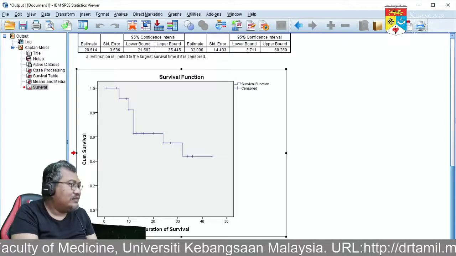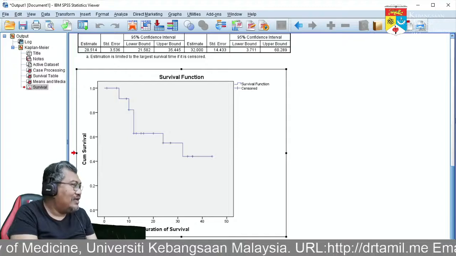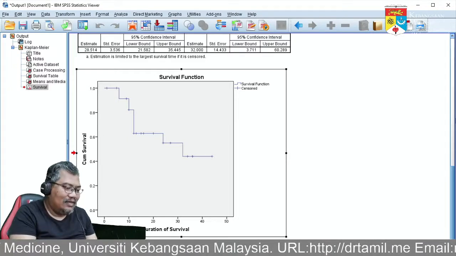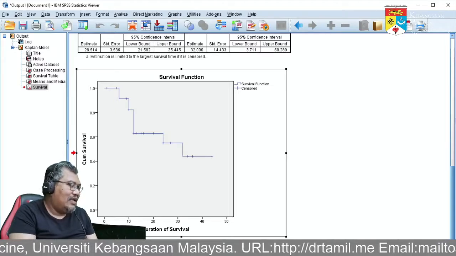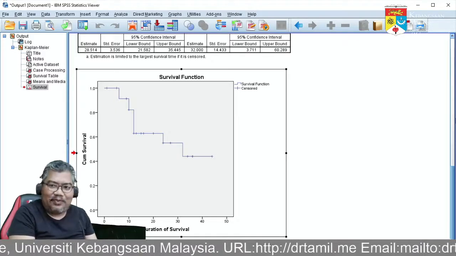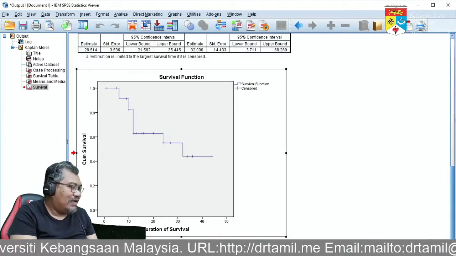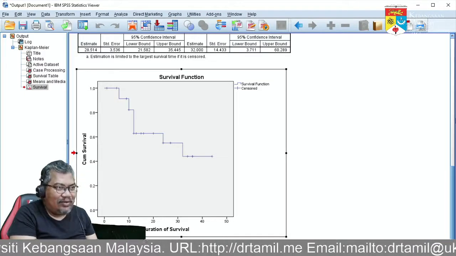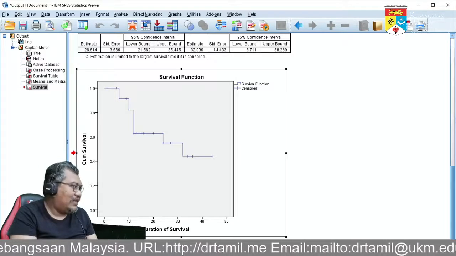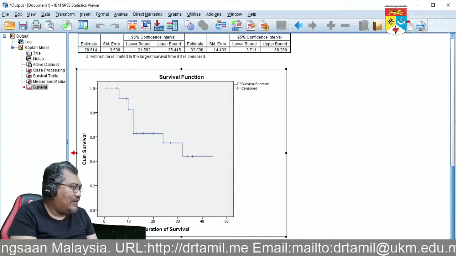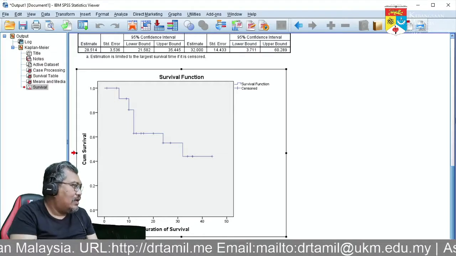Prof, let's say it doesn't cross 0.5, what does that mean? Is something wrong with the data? No, it just means there are not enough patients, not more than 50% of patients reach the endpoint. Either they reach the endpoint or they drop out. Either way, more than half should reach the endpoint or drop out.